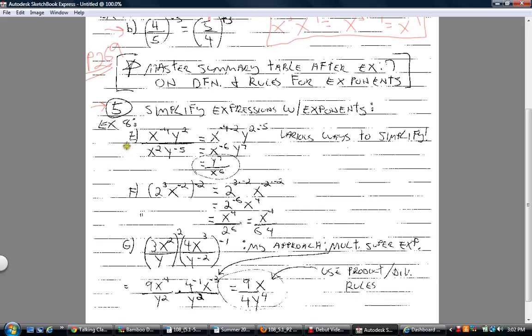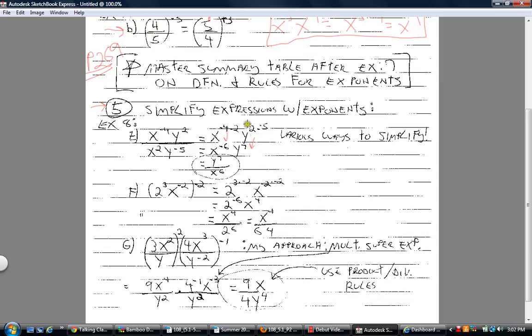Now here's an example where I picked a few of these. I notice I'm dividing by the same base, so I subtract the exponents. What do you get? x to the negative 6, and 2 minus 5 turns into a negative.